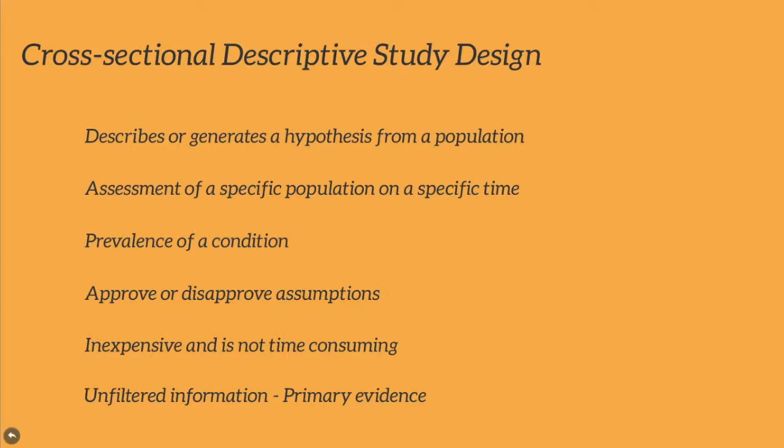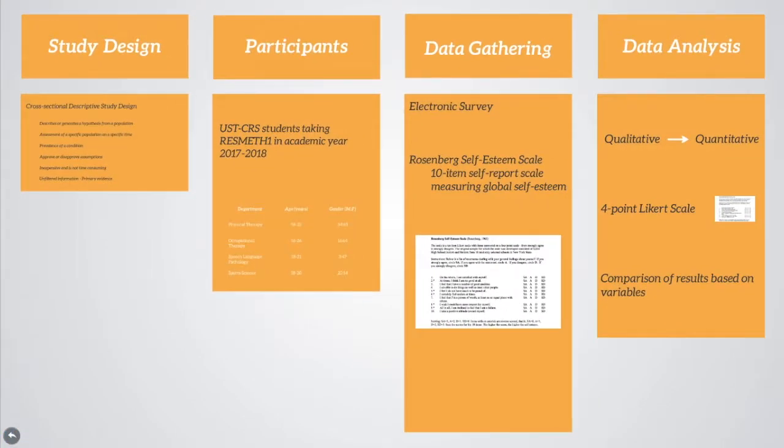The evidence gathered is raw data. This is unfiltered primary evidence. Instead of randomizing a sample population, this particular study gathered information from the whole population.